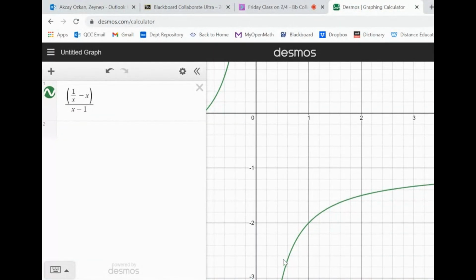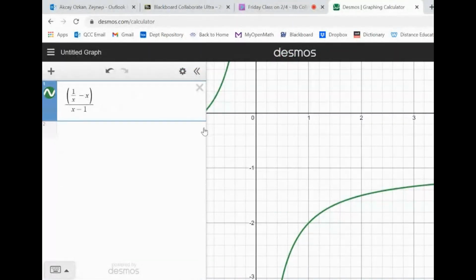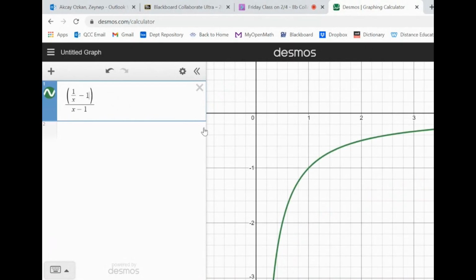At 1, it shows like a smooth curve here. However, the function is not defined at 1. Okay, I think I saw where I typed wrong. I just typed the function wrong. This is 1 over x minus 1 over x minus 1. So I put x here instead of 1. Let's fix it. Okay, now it shows correctly.